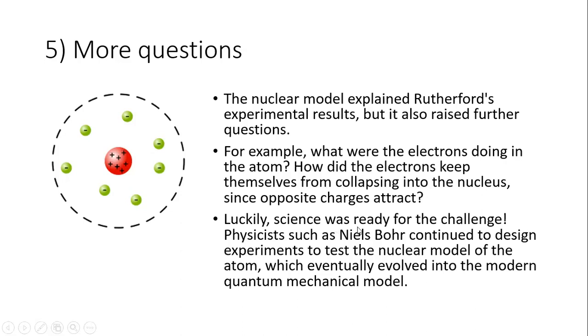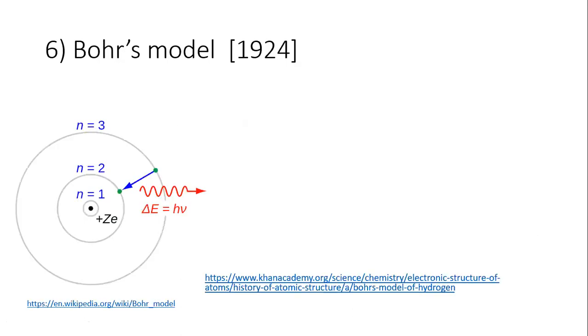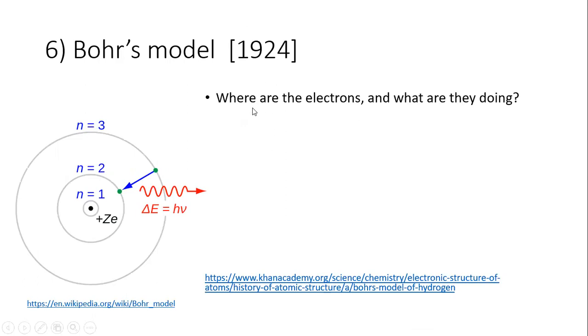Right? Luckily, science was ready for the challenge. Physicists such as Niels Bohr continued to design experiments to test the nuclear model of the atom, which eventually evolved into the modern quantum mechanical model. Right? Bohr's model, 1924, where are the electrons and what are they doing? Okay, we always come with questions. Then we try to answer our questions.